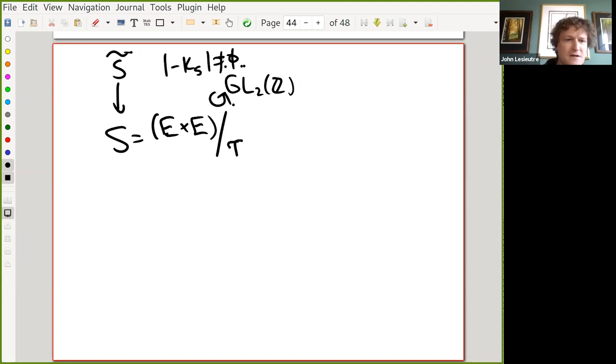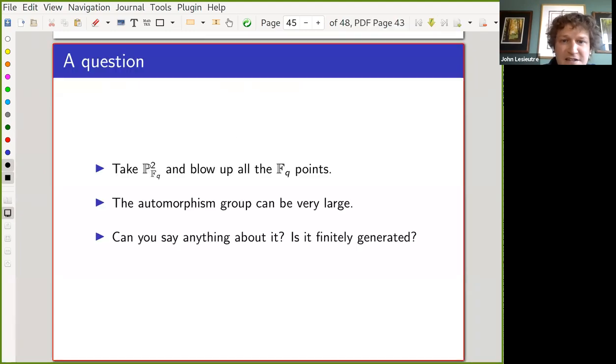Question in the chat about positive characteristics. Oh yeah, that's a great question. Yes, this whole construction works in positive characteristic, but that is an excuse for me to ask another positive characteristic question. Imagine I took P2 over a finite field and I blew up all the FQ points. The automorphism group of this surface is huge. For example, the Bedford and Kim example is also defined over any field that's big enough to solve some polynomial equation. They have a bunch of equations that 9 points have to satisfy, and certainly they'll satisfy those in positive characteristic too.